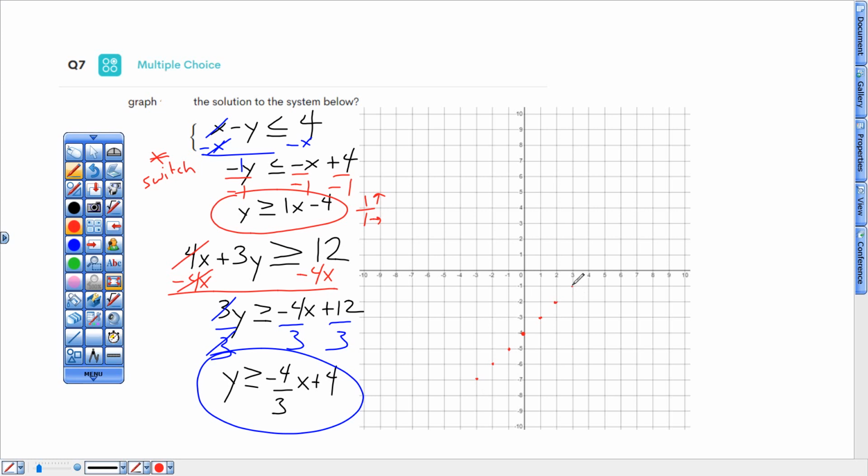This is going to be a solid line. Looks like I'm shading for this one above. Just do a little bit. All right, the one in blue starting at +4. And then this slope being -4/3. That's right 3 boxes, down 4. Right 3 boxes, down 4.